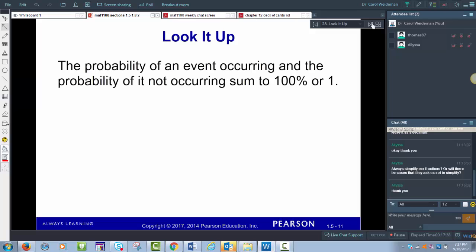So the probability of an event occurring and the probability of it not occurring, this is something I mentioned before, have to add up to 1.